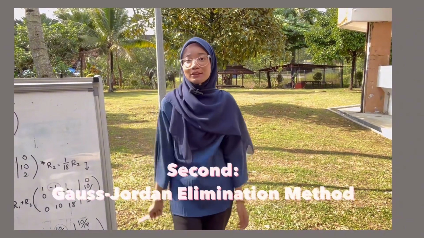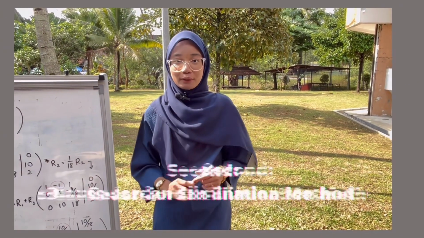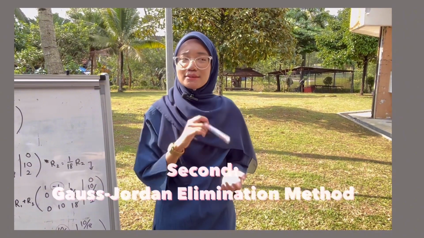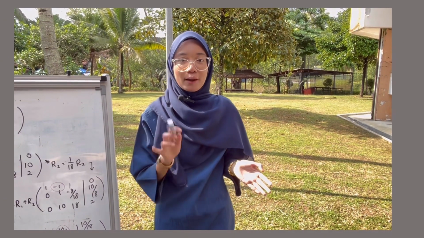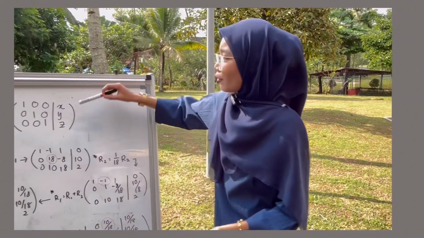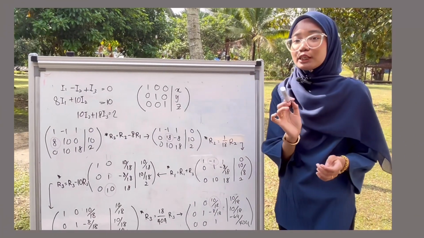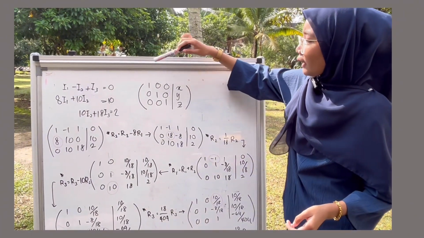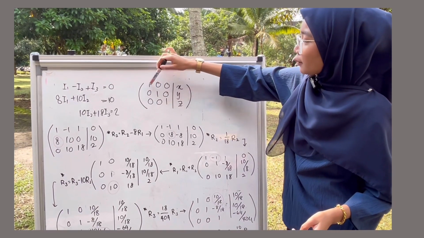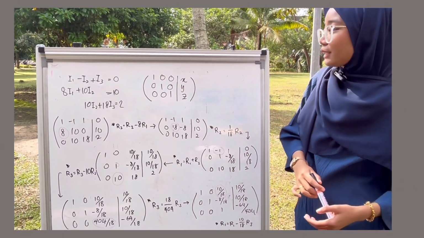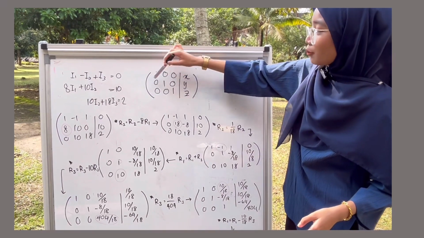Okay, for the next method, we have the Gauss-Jordan elimination method. This method is actually the same as the previous one, but a little bit different. For Gauss-Jordan elimination, you have to eliminate these two parts to become 0, while before this, you only eliminated this part to become 0.